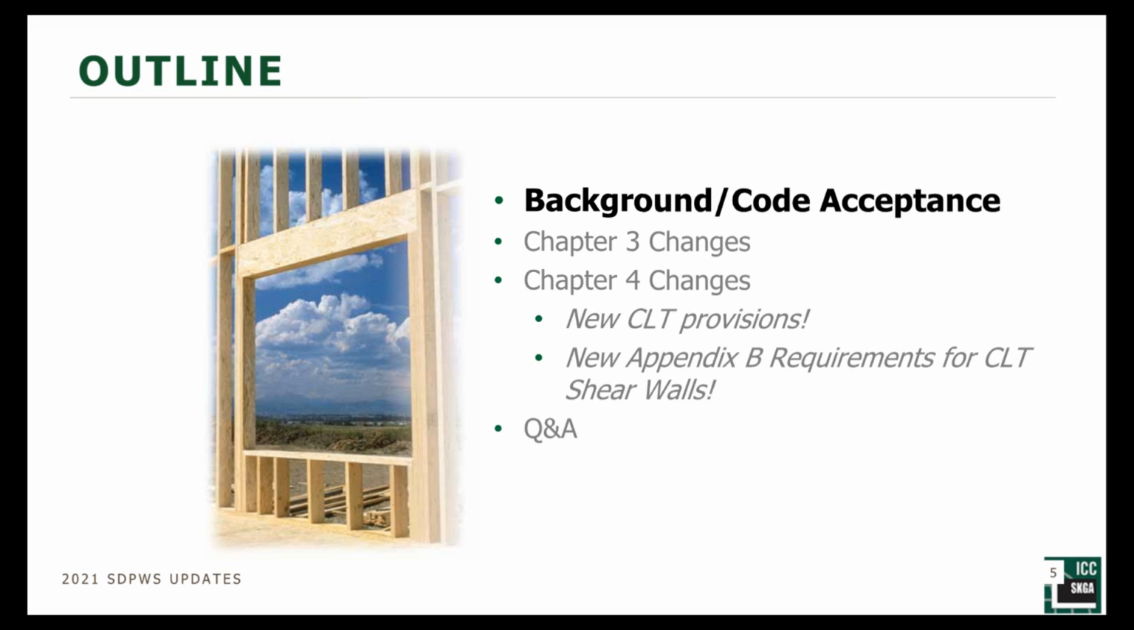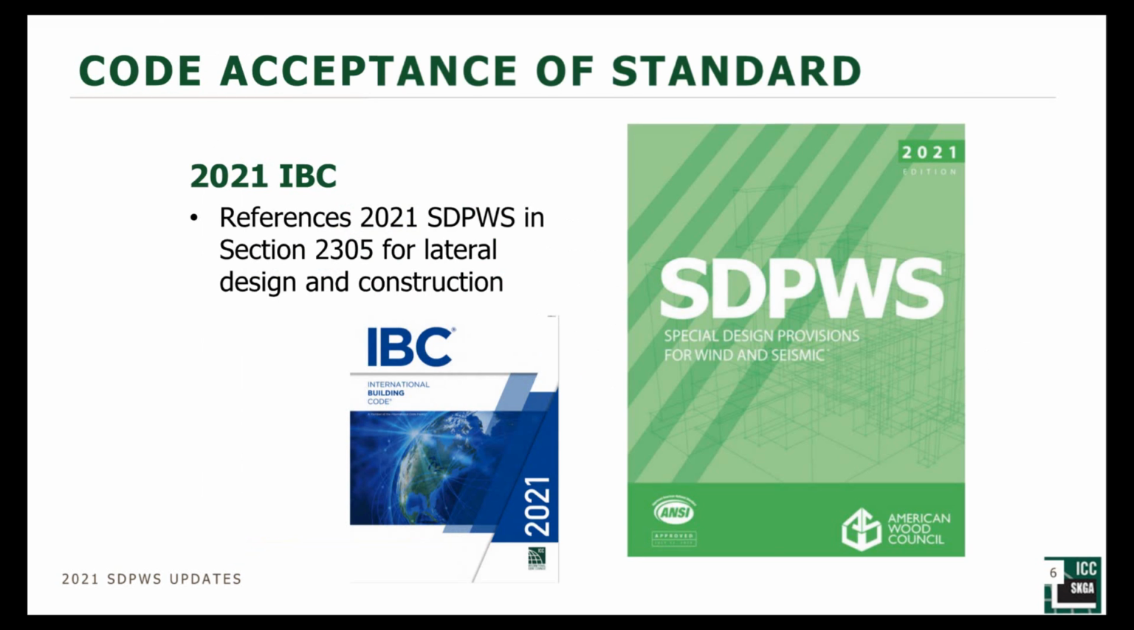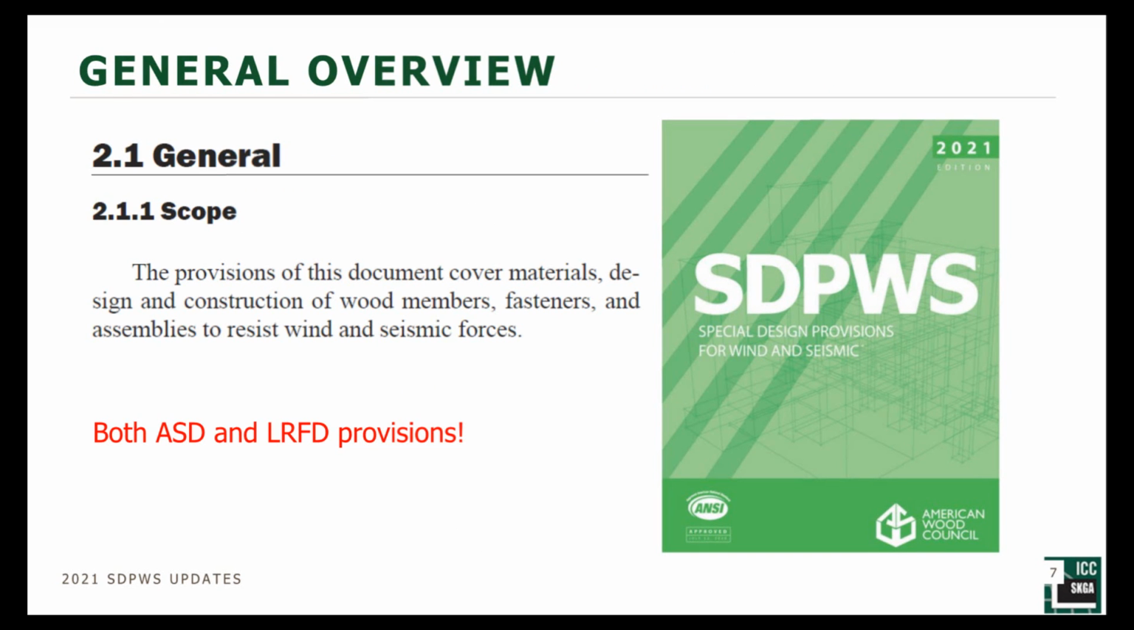So we'll start today just talking a little bit of background on the standard very briefly, as well as the code acceptance for this standard. The 2021 SPDWS is referenced in the 2021 edition of the IBC in section 2305, for lateral design and construction of wood framed structures. Some scoping information is provided in section 2.1, and this hasn't changed. The scope is the same as it was, and it does have provisions both for ASD and LRFD designs.